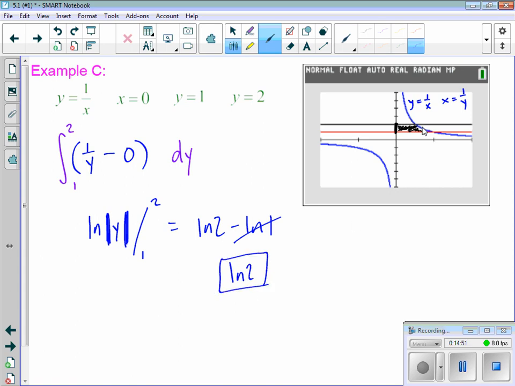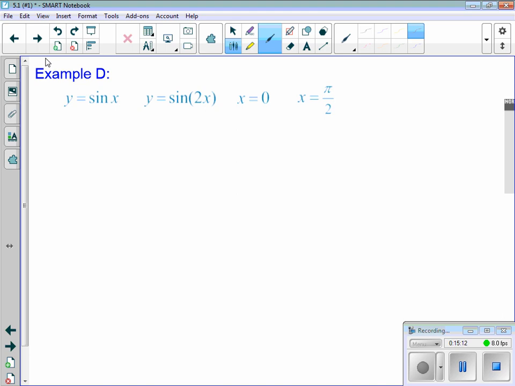Okay, now the other way to do it would be to split it and go from here to this intersection point, and then you put 2 on the top, 1 on the bottom, and then you go from here to here, and you put 1 over x on top and 1 on the bottom, and you get the same answer in the end, okay? So part D, go ahead and get that one set up.